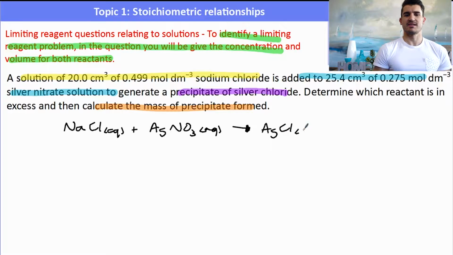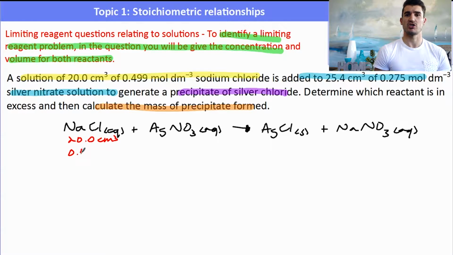Again, a good tip is to start with the equation and then underneath write what you've been given about the reactants. So the NaCl, we have 20 centimeters cubed, and we have a concentration of 0.499. So I'm going to go through and put those underneath the balanced chemical equation. It just makes it a little bit easier. The silver nitrate, well, we've been given 25.4 centimeters cubed and a concentration of 0.275 molar.